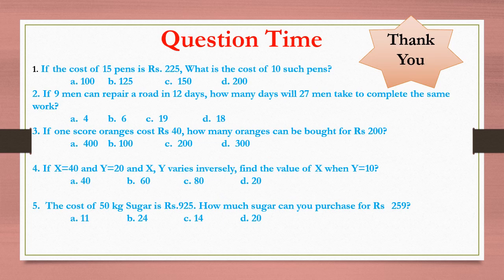Now this is question time, children. I have given you 5 questions. If you go through the questions, you will come to know that they either vary directly or they vary inversely. If they are varying directly, you can use X by Y is equal to constant, and if they are in inverse variation, you can use X into Y is equal to constant. This way you can get the answers to all these 5 questions.